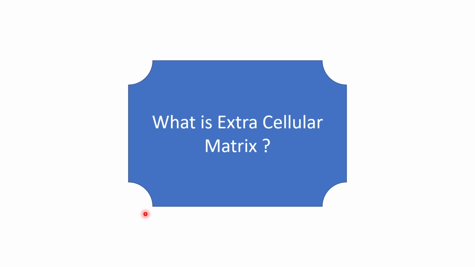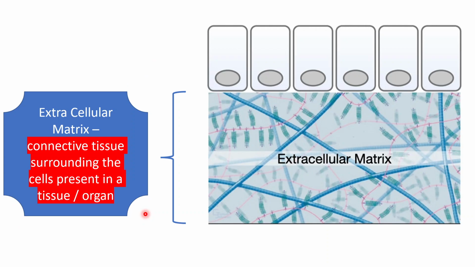Hello everyone. So today let us try and understand what is extracellular matrix. Extracellular matrix is basically the connective tissue which surrounds the cell, which is present in a tissue and an organ. For example, this is the cell and the tissue which is surrounding the cell, the connective tissue. This is the extracellular matrix. Connective tissue surrounding the cells.